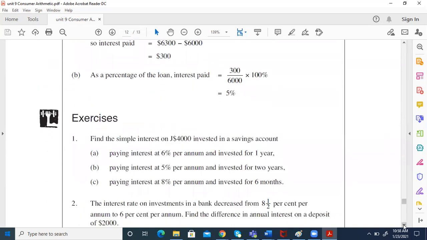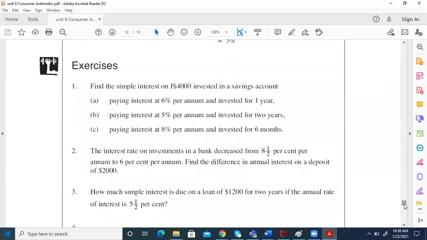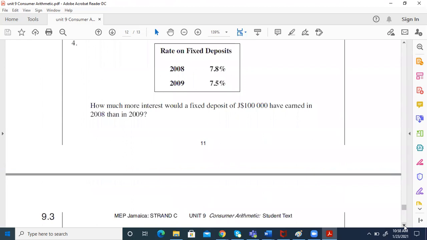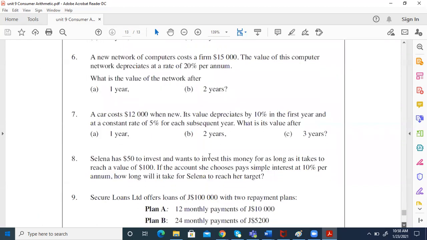Let me give some exercises here. So let's say find the simple interest on that amount invested in a savings account, paying interest of 6% per annum, invested for 1 year. So you can try some of these, right? I think this is a good question.